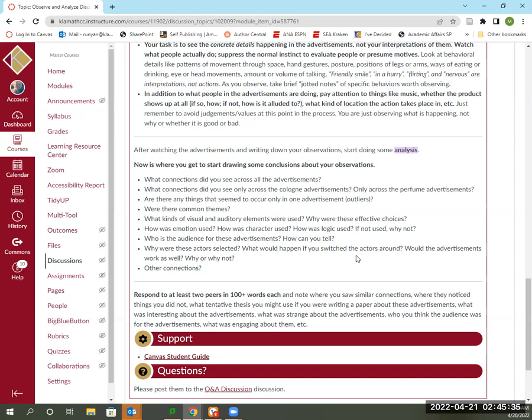And then the final step of this process is the thesis. And so the thesis part of this is, what is your overall argument going to be in your paper based on your observations and based on your analysis? Now, this may seem backwards to some students.